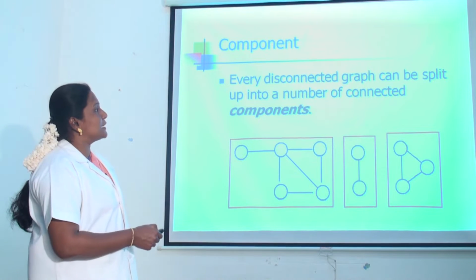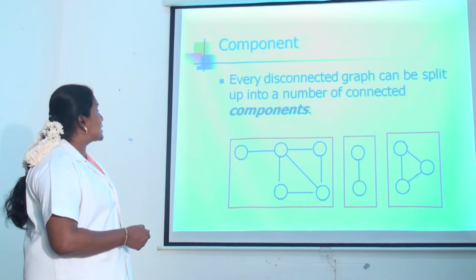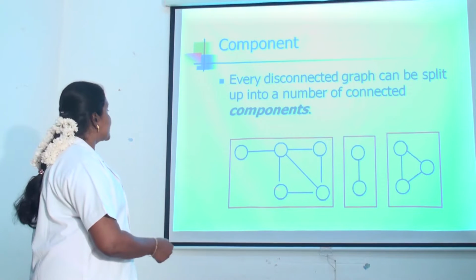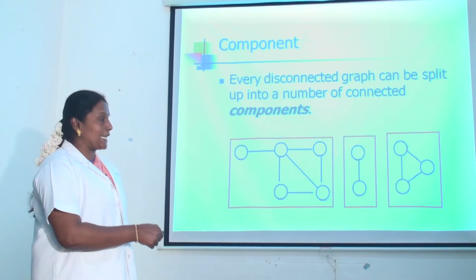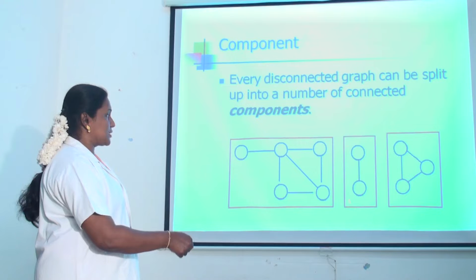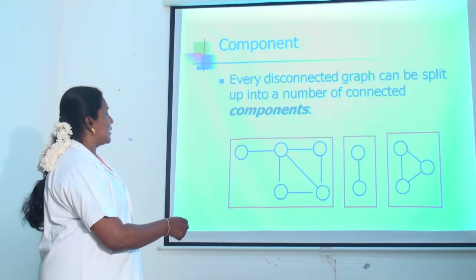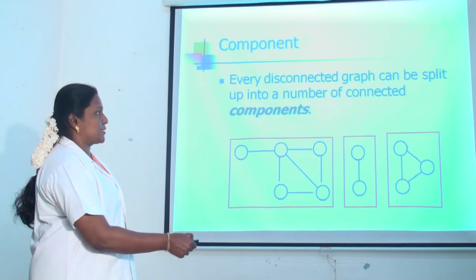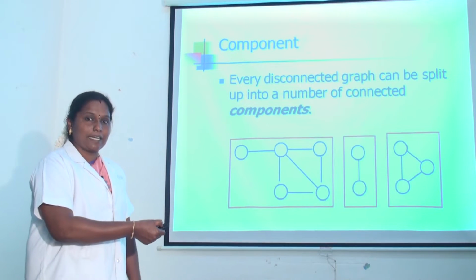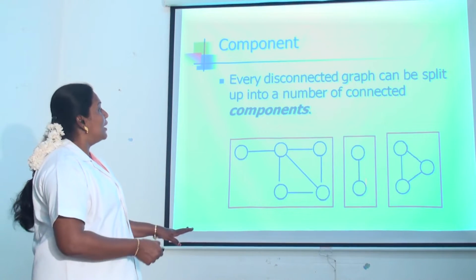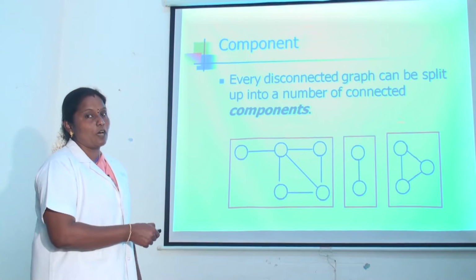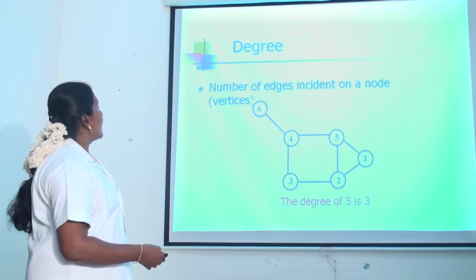Every disconnected graph can be split up into a number of connected components. Okay, this is a connected graph. That connected graph splits into two parts. It is a subgraph of that one. Then taking any one of the triangles, it is also a component. The number of connected subgraphs we split into are called components. Okay, and the next one, degree.